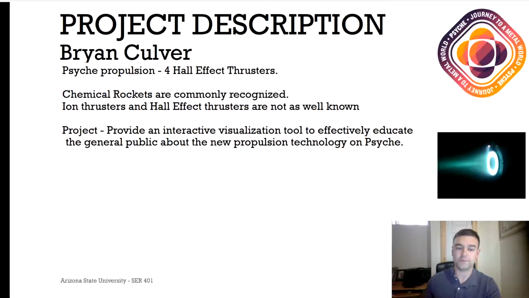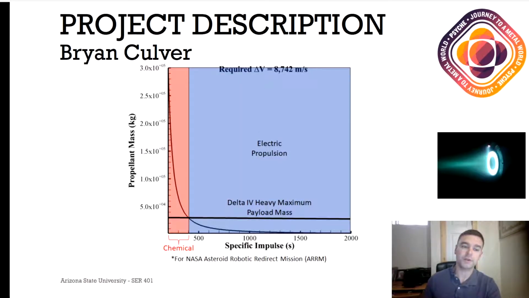Our deliverables will focus on imagery of the Hall thruster and its components, a valuable user experience, accuracy of the design, and educational value. The graph shown here demonstrates the impulse per unit mass of fuel delivered with chemical rockets in red, as compared with the new electric propulsion system used by the Hall thruster in blue.